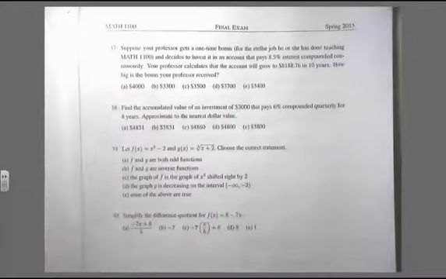All right, suppose your math professor gets a one-time bonus for a stellar job he or she has done in teaching Math 1100. Well, God knows I deserve one, but I don't know about the rest of these guys. And decides to invest in an account that pays 8.5% interest, compounded continuously. Your professor calculates the account will grow to $8,188.76 in 10 years. How big was the bonus that they received?